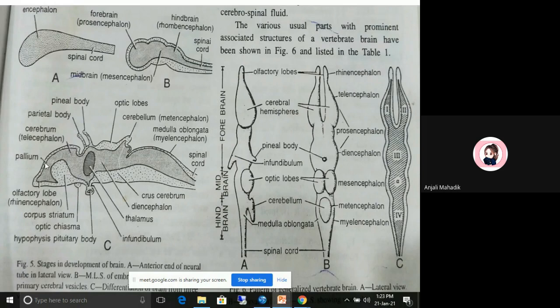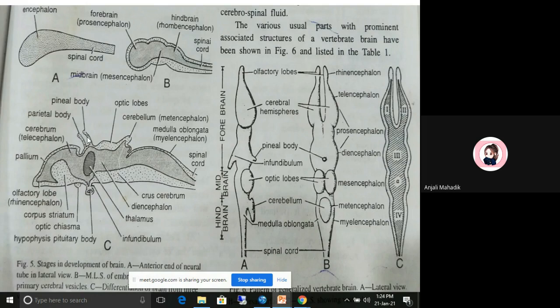Then the second part of the brain is called the cerebrum or cerebral hemisphere. It is also called telencephalon. Around this cerebral hemisphere, the outer covering is called the pallium. The olfactory lobe and cerebral hemisphere are the first two parts of the forebrain. Then the third part is the diencephalon. So the forebrain consists of the olfactory lobe, cerebral hemisphere, and diencephalon.